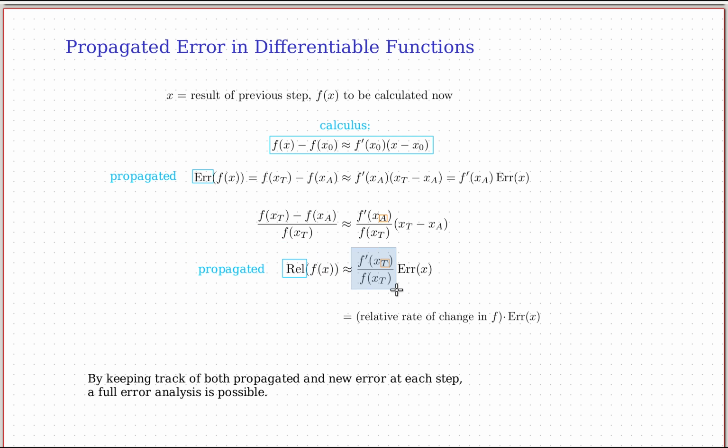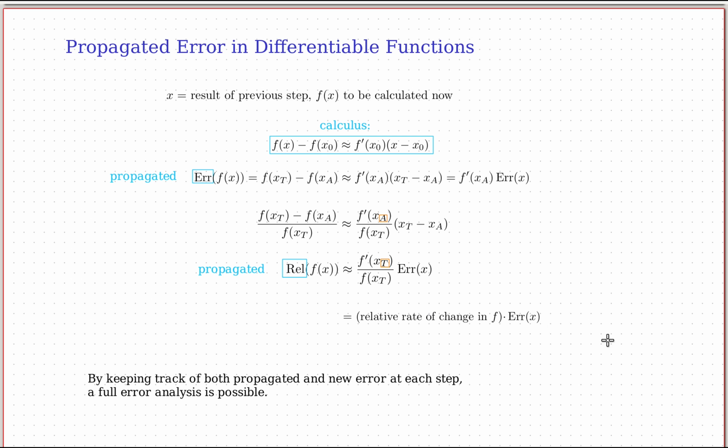Incidentally, this quantity f prime divided by f is known as the relative rate of change. The derivative divided by the original function is the relative rate of change. You can also get it by taking the derivative of the logarithm of f, so it's also called the logarithmic derivative. But you can think of it as the relative rate of change in x. It's how fast f is changing in proportion to the value of f. And so what we can say is that the relative propagated error is approximately equal to the relative rate of change in f times the error in x.